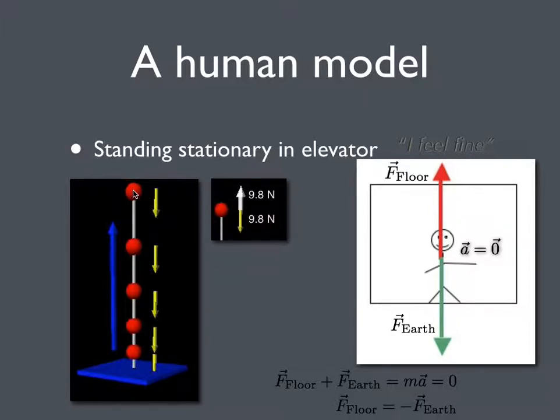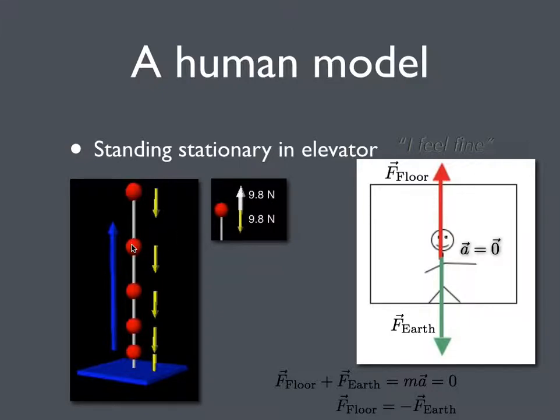And so this top mass, this spring right here, is compressed because gravitational force pulls down, so the spring has to be compressed to push up. And so here's the net force on that mass. It's 9.8 newtons up, 9.8 newtons down, so net force is 0.